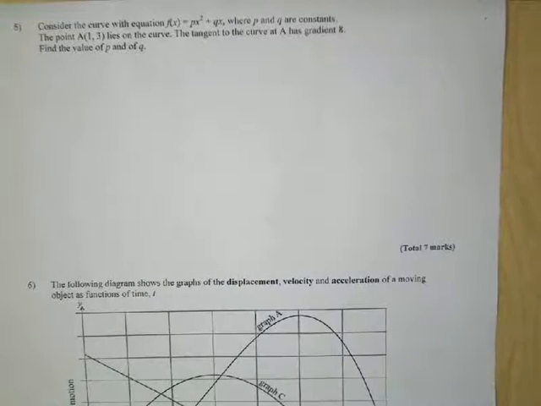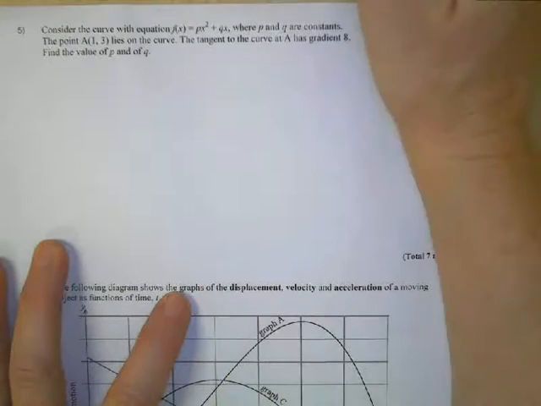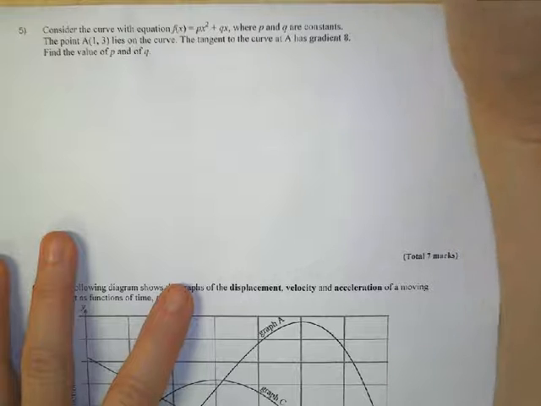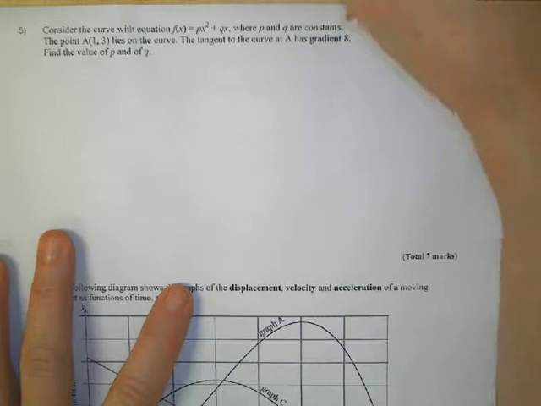Problem 5. Consider the curve with this equation where p and q are constants. The point (1, 3) lies on the curve. The tangent to the curve at A has a gradient of 8. Find the values of p and q.